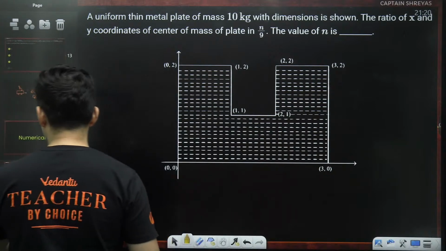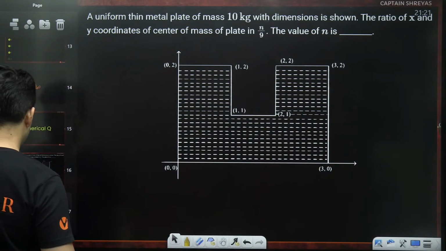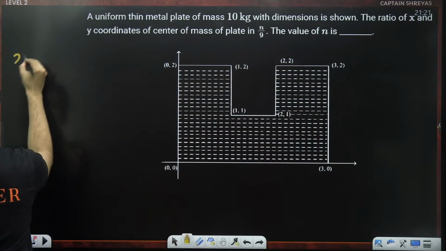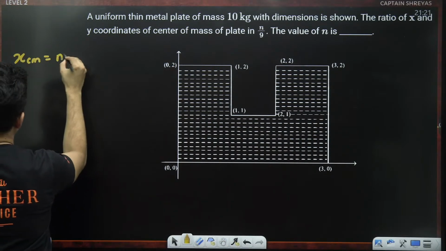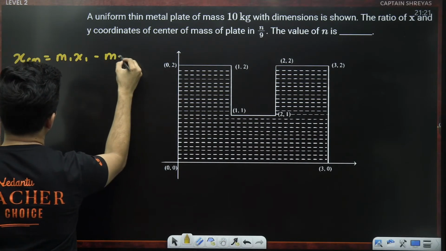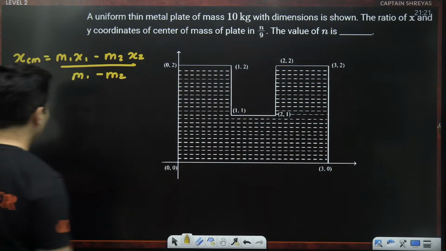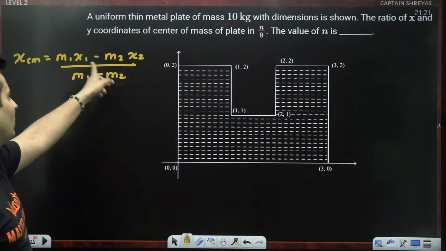Let me just write down that formula which we have. xcm is m1 x1 minus m2 x2 divided by m1 minus m2. The challenge is what is m1, what is m2, what is x1, what is x2. We'll come to that.